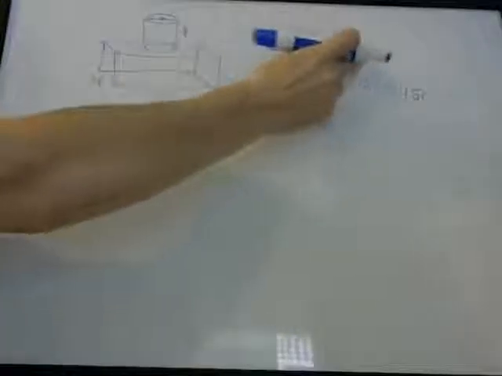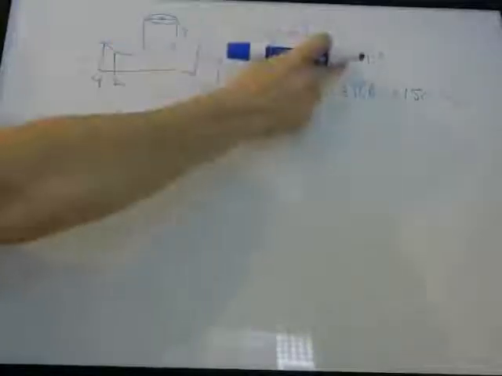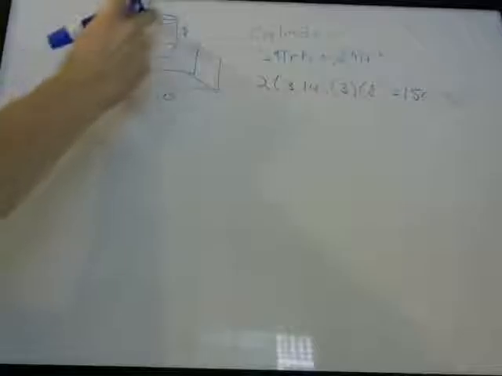Now, 2 pi r squared. Pi r squared is the area of a circle, so we're multiplying by 2 because we have the bottom and the top. But remember, we don't want the bottom, we just want the top. So we don't need 2 of them, we just need 1 pi r squared. That's going to give us the top.